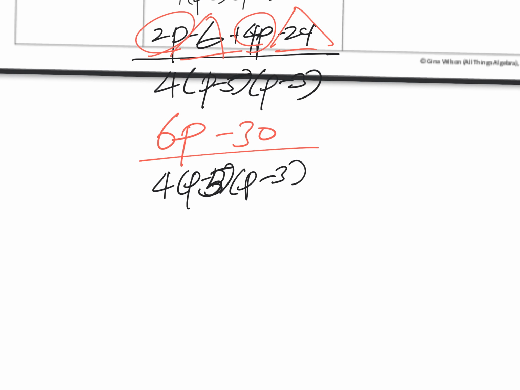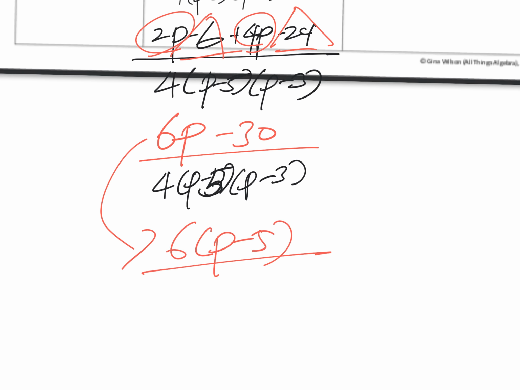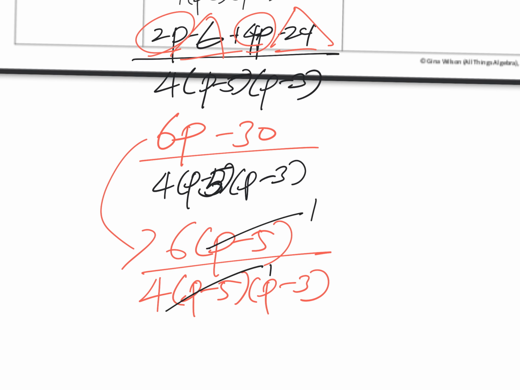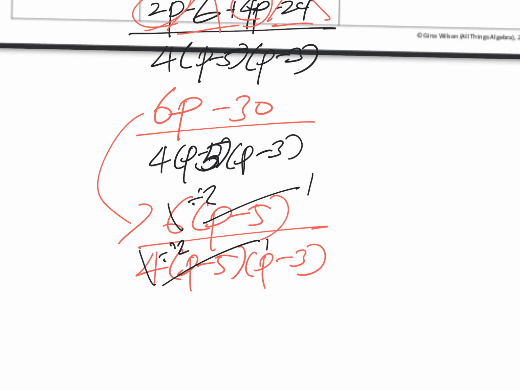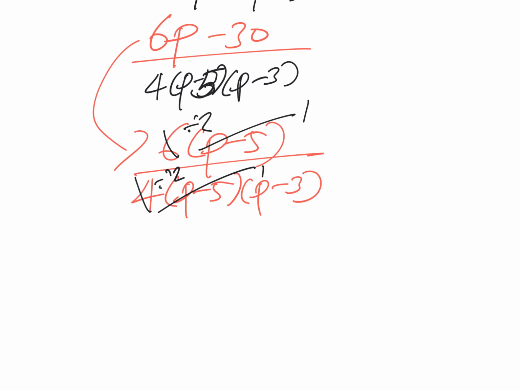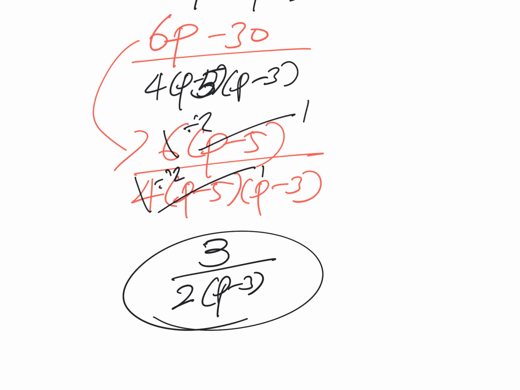You should be like, oh, I can factor. So the numerator should become 6 times (p minus 5) all over 4 (p minus 5)(p minus 3). Let's go into dividing. p minus 5 and p minus 5 become 1. I can divide the 6 and 4 both by 2. So my final answer should be 3 on top in the numerator, over 2 times (p minus 3) in the denominator. And this will be your final answer.